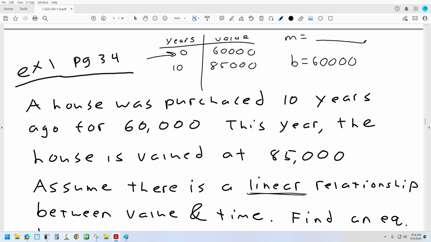So to find my slope, what would go in the numerator? 85,000 minus 60,000. y2 minus y1. So that's in the numerator. And what would go in the denominator? Ethan, what would go in the denominator? 10 minus 0.